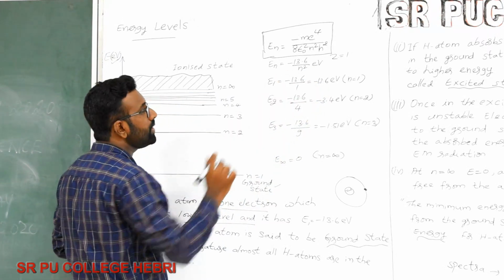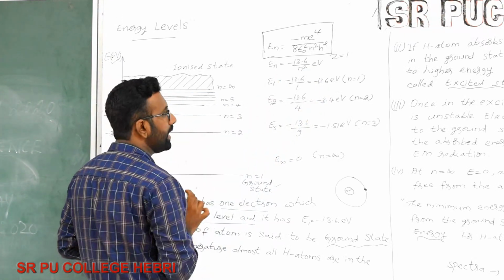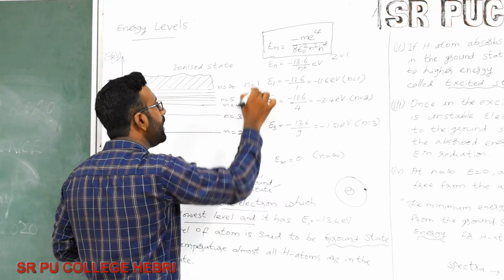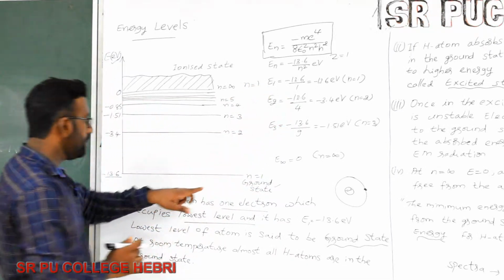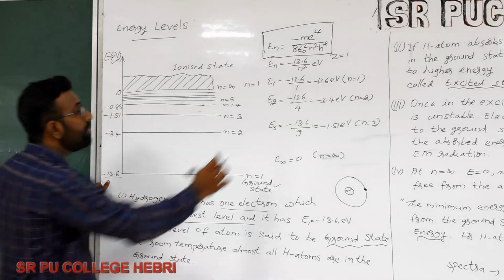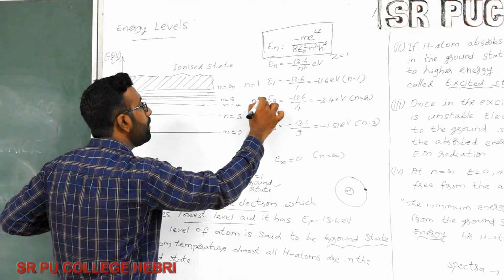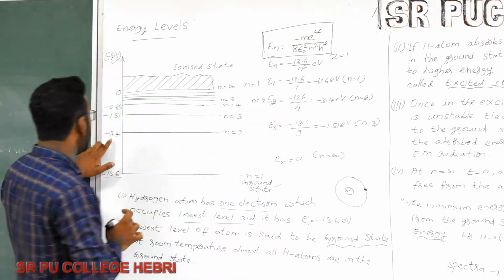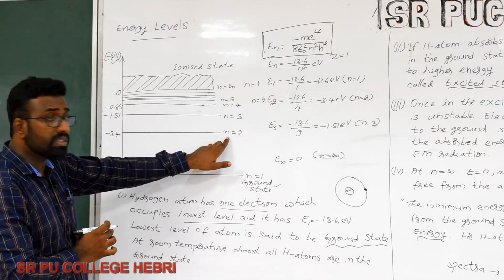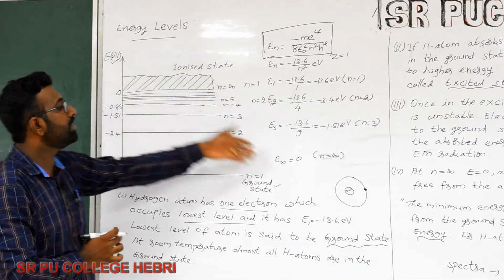Now we will substitute the values for n. When n is equal to 1, we have E1, the energy of the ground state. When we substitute n is equal to 2, we have E2, the energy of the second state. Likewise it is written.